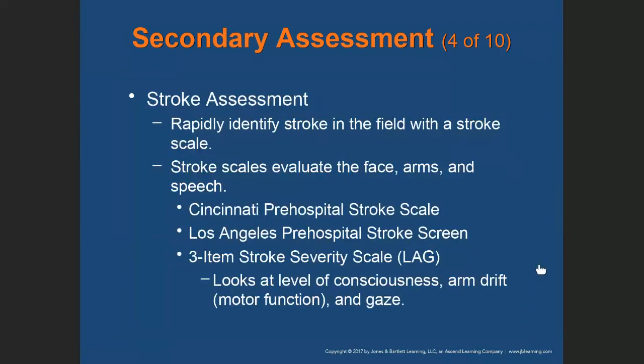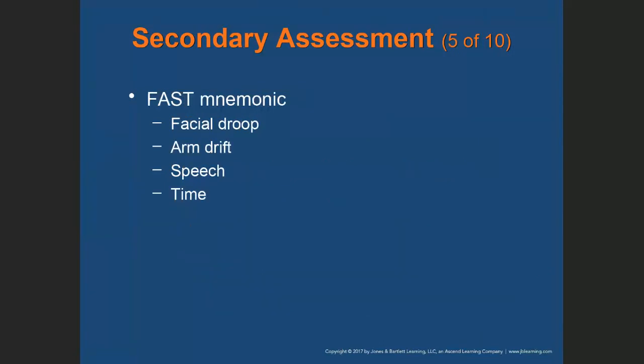All right, stroke assessment, we talked about that already. Rapidly identify stroke in the field with a stroke scale, and you will be guided by the type of assessment tool that your organization uses. You have several, right? Stroke scales evaluate face, arms, and speech. You have the Cincinnati Prehospital Stroke Scale. You have the Los Angeles Prehospital Stroke Screen. You have the 3-item Stroke Severity Scale, LAG, which looks at level of consciousness, arm drift, and gaze. So your company will decide whichever one they want to use, right?